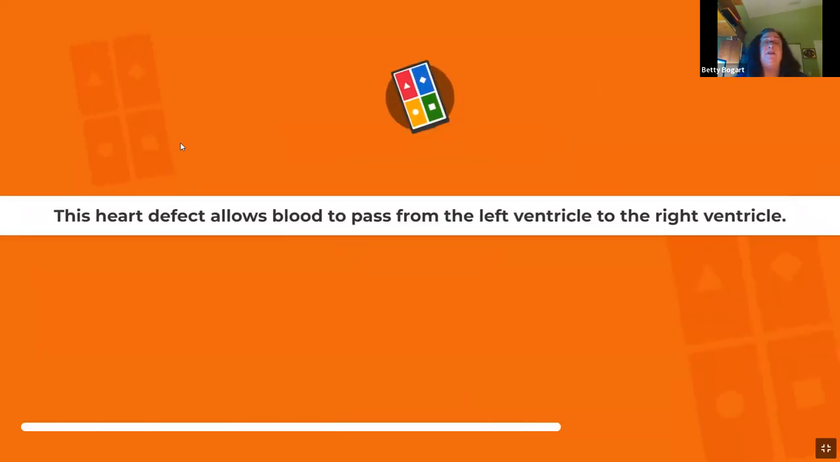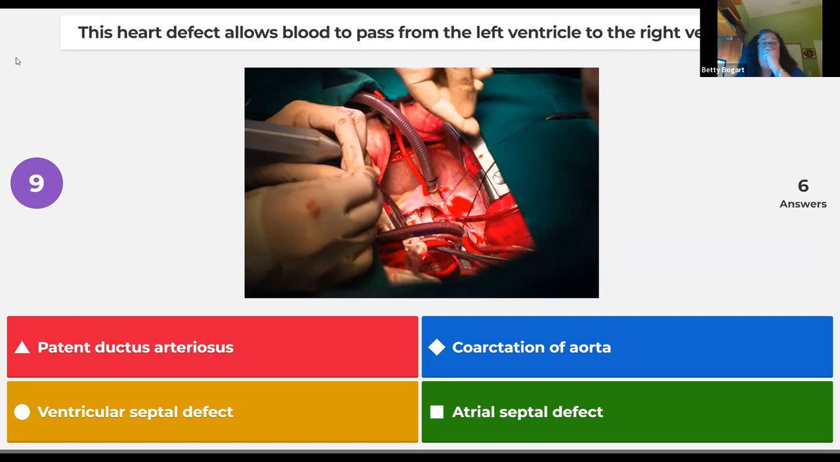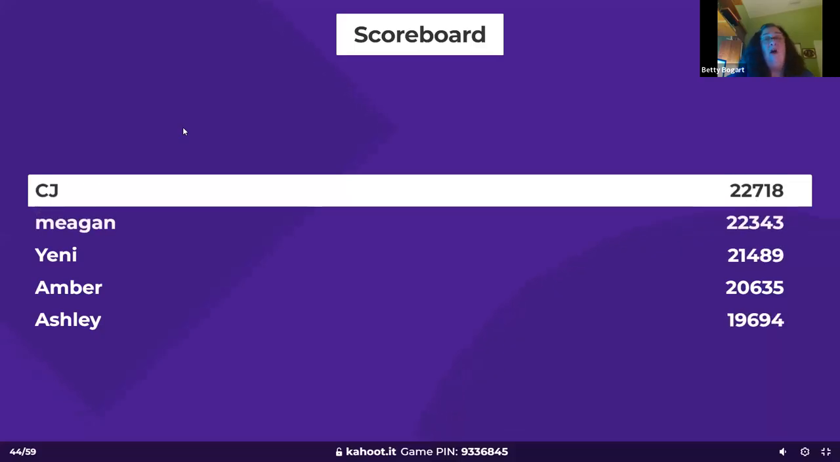This heart defect allows blood to pass from the left ventricle to the right ventricle. How's that possible? What's it called? And that's a ventricular septal defect. The septum is what separates the right and left side, whether it's on the top portions, atrial septal, or the bottom, ventricular septal defect. Remember, if there's a hole in either the atrial or ventricular septum, blood's going back into the lungs, okay? So it's just recirculating oxygenated blood back. So we want to close that to make the heart work less.